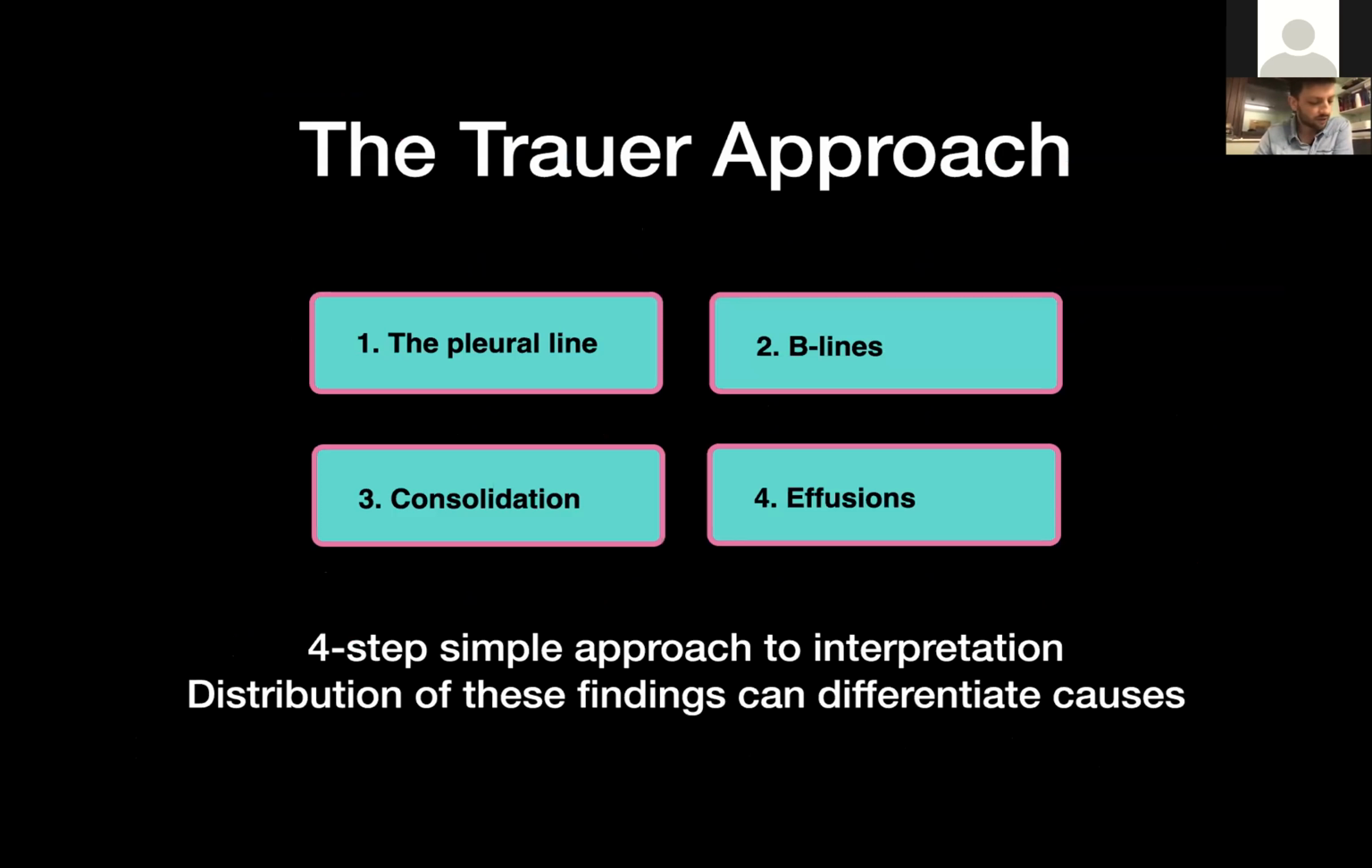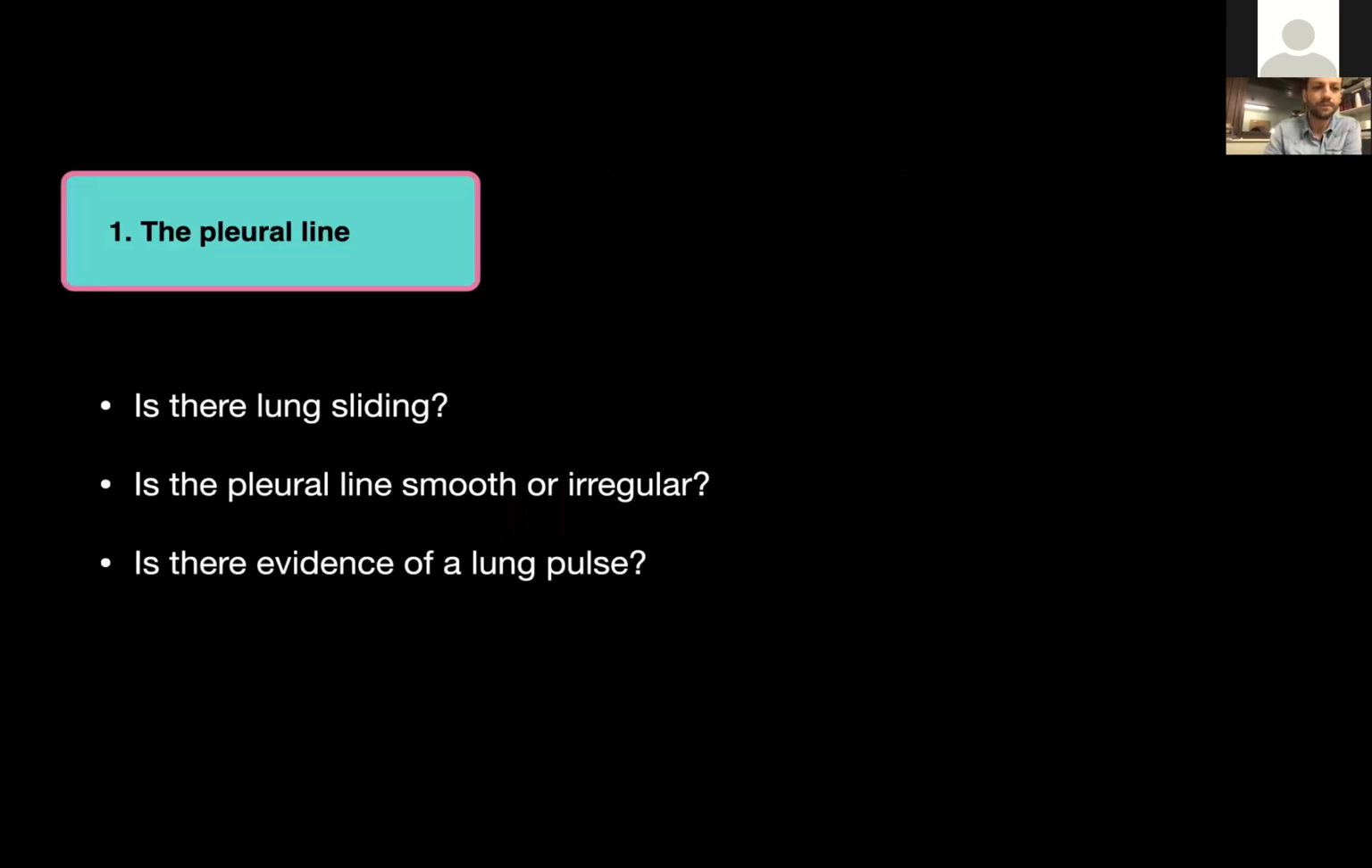We spoke about the BLUE protocol and how complicated that can be if you try and use that with all the PLAPS points and all of those things. But Michael has his Trauer approach, and I think that's probably the most simple way to look at it, actually. If you start by looking at the pleural line, then you start looking at A lines and B lines, and then consolidation, and then effusion. And then if you combine that with the distribution of each of the findings in those four categories, you can start to hone down your differential.